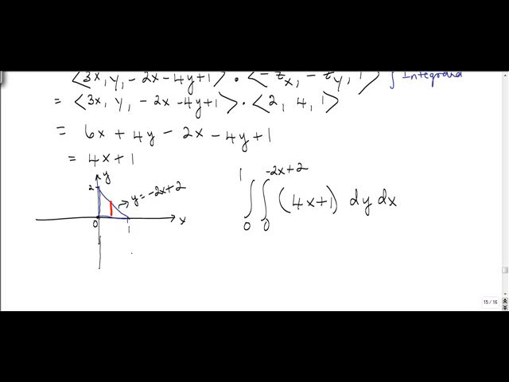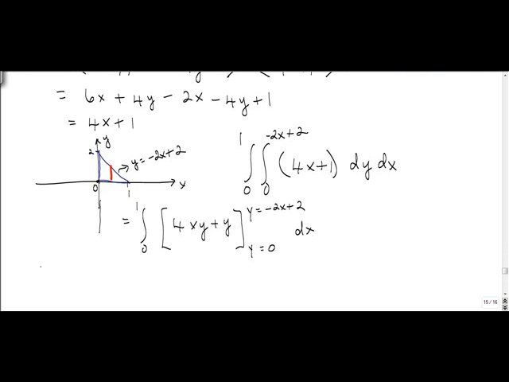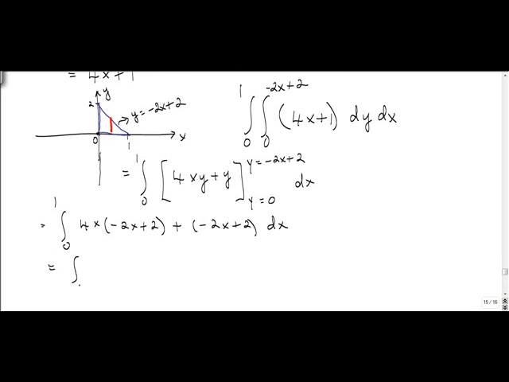Okay, let's do this. 0 to 1, integrate with respect to y, 4xy plus y, y goes from 0 to minus 2x plus 2, dx. This is 0 to 1, 4x times minus 2x plus 2 plus minus 2x plus 2 dx. Simplify. I think we have a minus 8x squared. Then we have an 8x and a minus 2x, so that's a plus 6x. And there's a plus 2 dx.